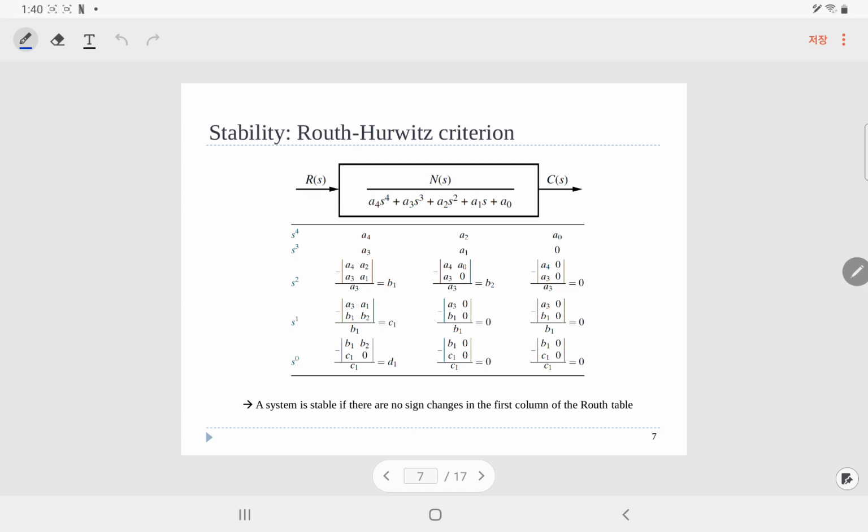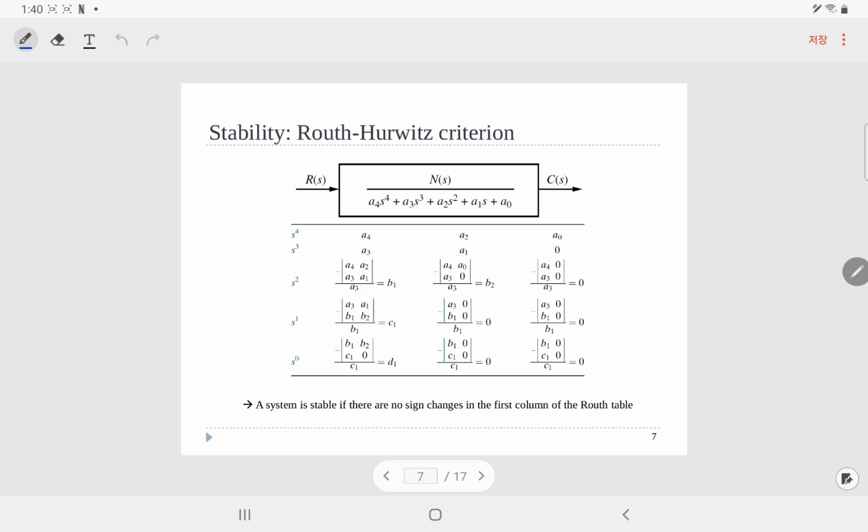Okay, for the analysis of closed loop systems stability, this Routh-Hurwitz criterion requires two steps. The first one is to generate a data table called the Routh table. The second step is to interpret this Routh table to tell how many closed loop system poles are in the left half plane, in the right half plane, and on the imaginary axis.